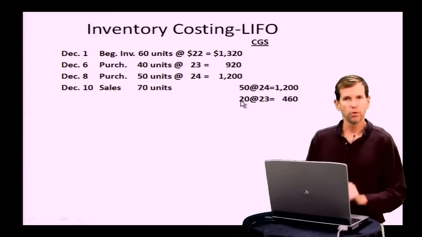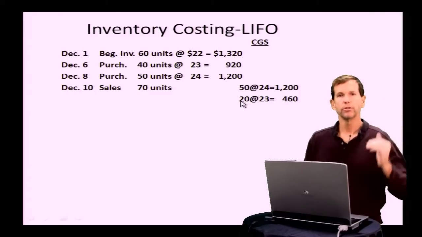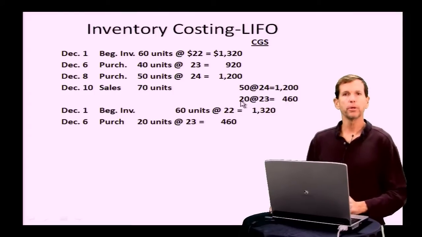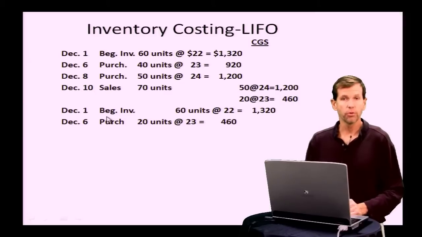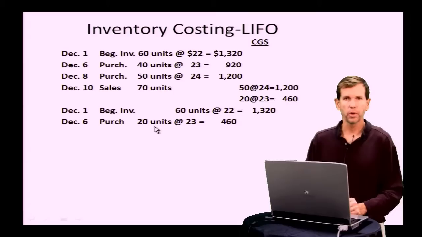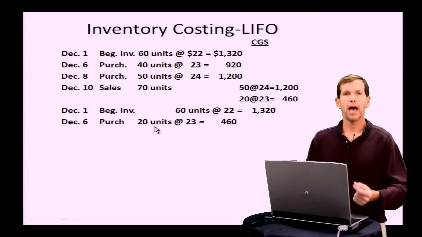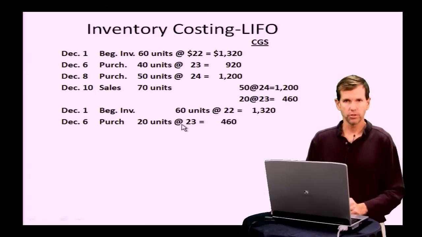Now, we need to redraw our inventory, just like I said under FIFO. Every time you make a sale, you need to redraw your inventory from earliest to latest. So this is what it would look like after the sale. We assume that we still have all of our beginning inventory. Those are the oldest units. We have 60 at $22. And as you recall, we assume that we sold 20 of those that cost us $23. So we still have 20. There were a total of 40, so we still have 20 of those that cost us $23.